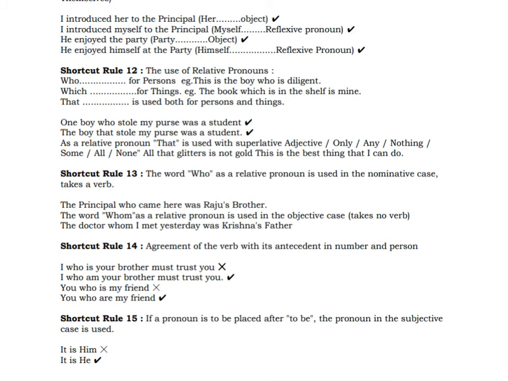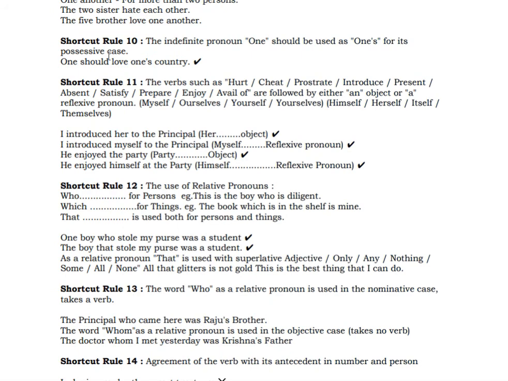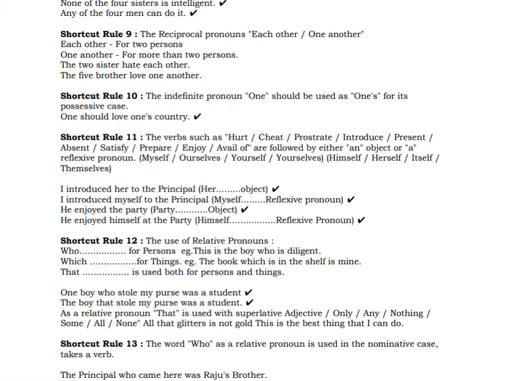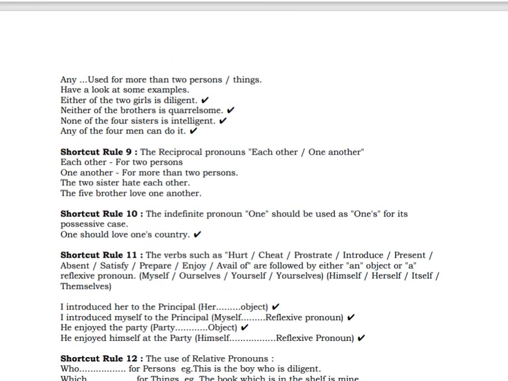Very important rules we will take up, a few rules that we have seen. Now I introduce myself to the principal. He enjoyed himself at the party. So, reflexive pronouns. Then very important, one should love one's country. Whenever we are using one, ones. Okay. Then each other for two persons, one another for more than two persons. So here reciprocal pronouns, how we use.